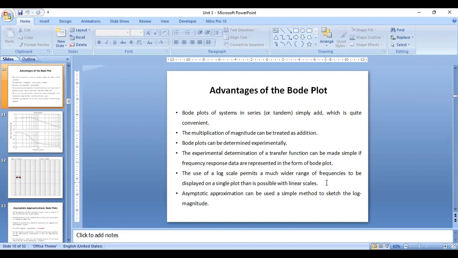There are also a few disadvantages of the Bode plot, which include that it is possible only to determine the absolute and relative stability of the minimum phase system. Corrections are to be made in the obtained plot to meet the desired frequency plot.